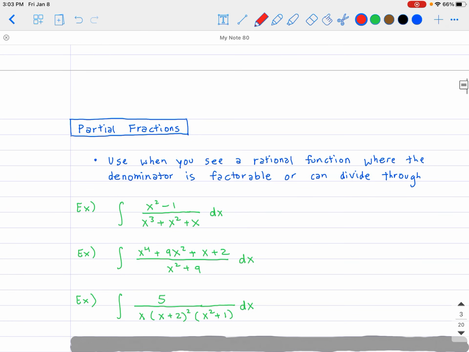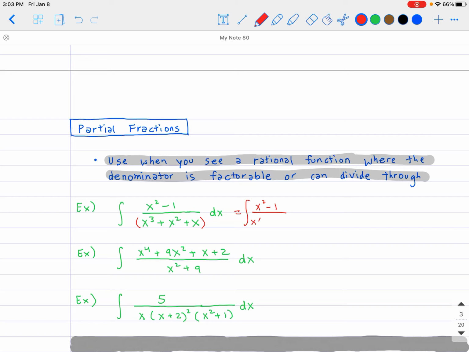take a look, and it's the final one, is called partial fractions. And partial fractions is actually very distinct, just like all of them. So again, you're going to look at your expression, and if your expression is a rational function where the denominator is factorable or can be divided through, then that's where you're going to use partial fractions. So for example, in the first case over here, you'll notice that the bottom part definitely can be factored. So we factor out an x, and what's left is x squared plus x plus 1 dx.